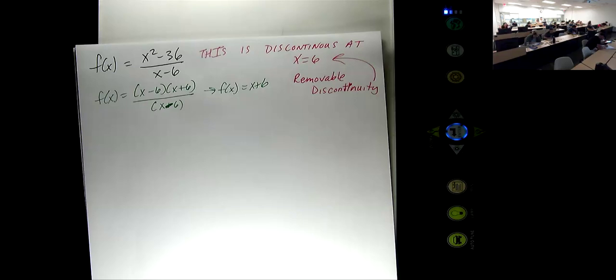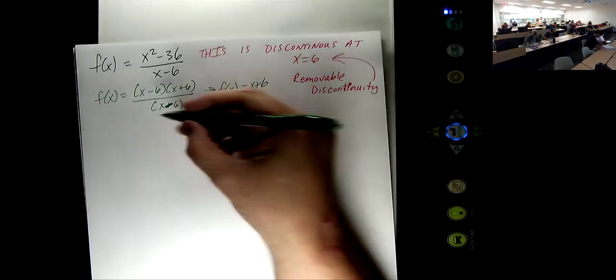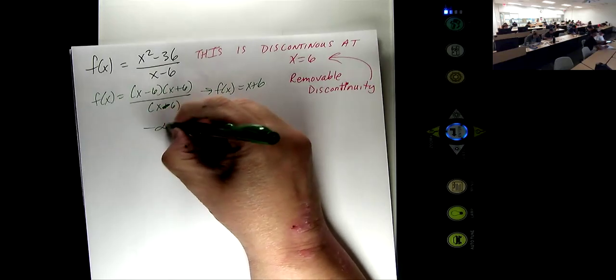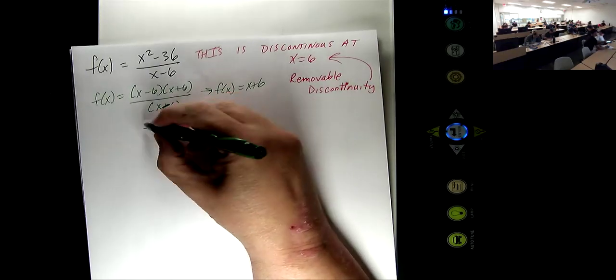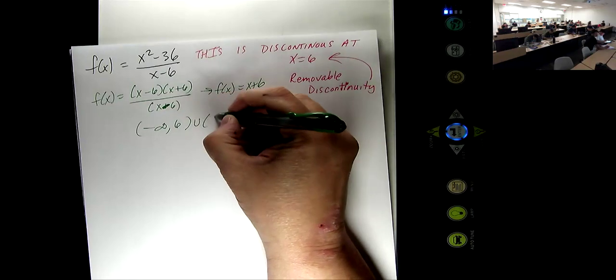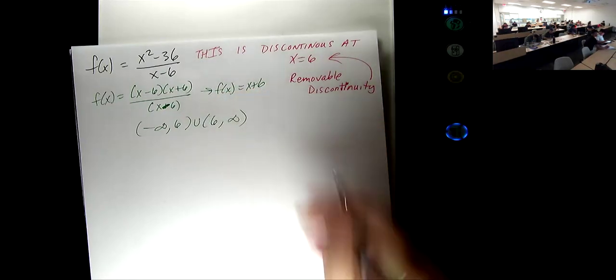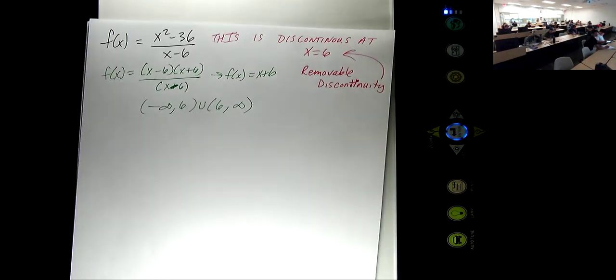The function's domain can include everything but 6. So they're almost like trying to trick you into thinking it's continuous, and you just have to realize that it's only discontinuous at 6.